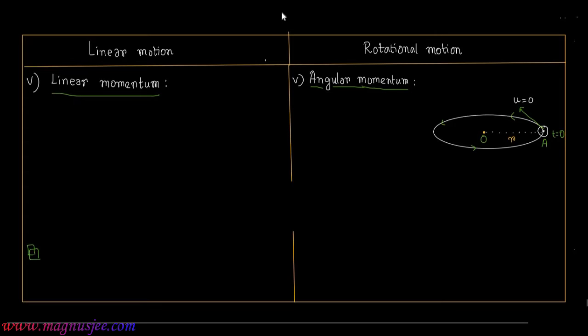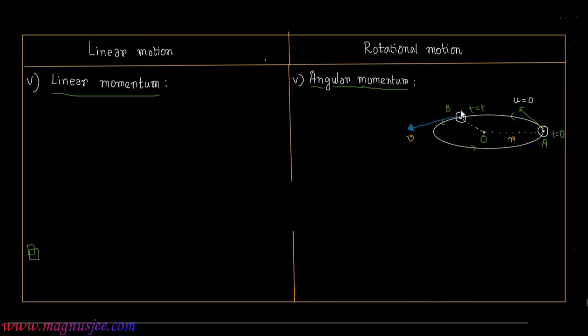And that is 0. Here we can assume u as 0, and the body will be at the point B at instant t equal t second after traversing an angular displacement theta. At t equal t second, the body will be at the point B on the circular orbit, and at the point B, tangential velocity or final linear velocity will be v.